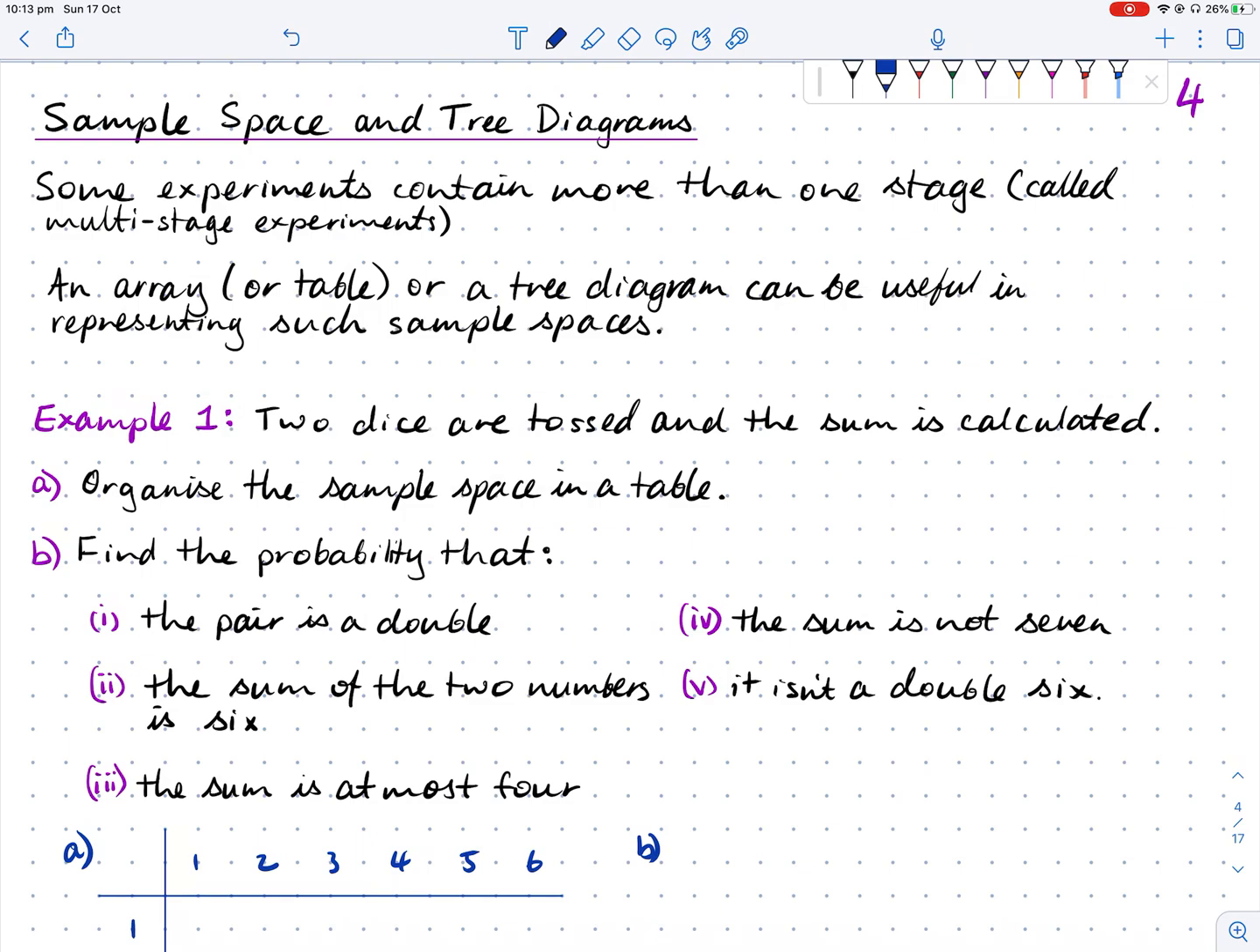Now there's a couple of ways that we represent this. One of them is to use an array or a table. So this is typically for two-stage experiments where you can use the two dimensions in order to show the crossovers of all of your outcomes. Once you've got more than two stages, then we'd be looking at using a tree diagram. So a tree diagram can be used for three or more, or you could even use a tree diagram for a two-step experiment as well if you wanted to. And it's a really nice way of showing all the different possible sample spaces.